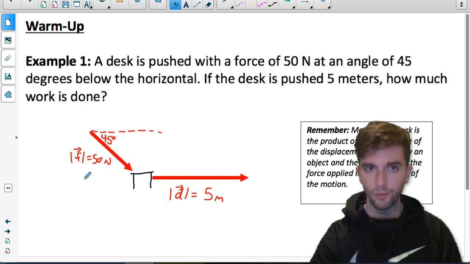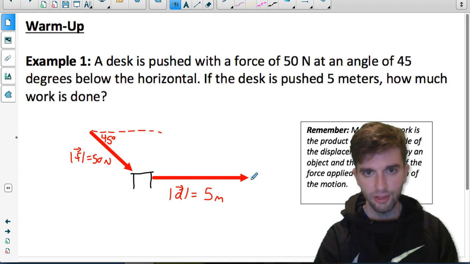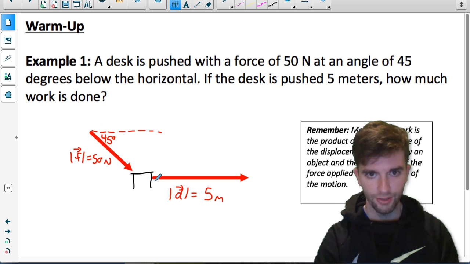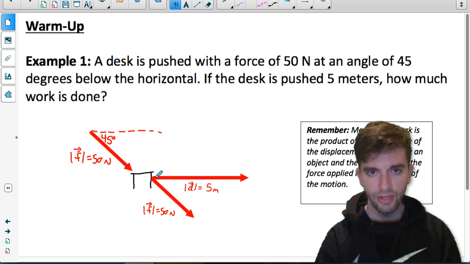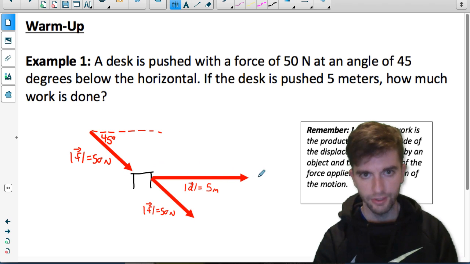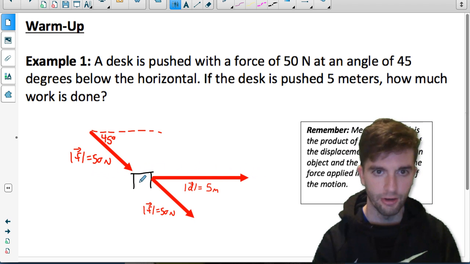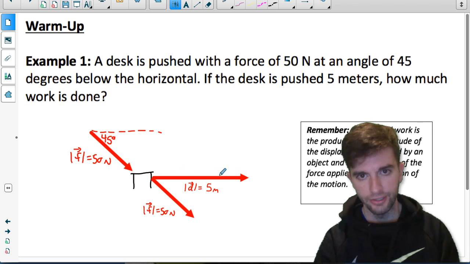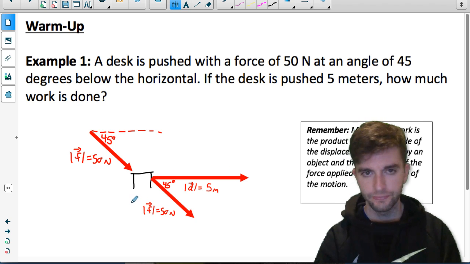Now when I'm calculating work, when I'm finding the product of the displacement with the magnitude of the force that is applied in the direction of the displacement, that's dot product, so I have to arrange them tail to tail. So let me start by redrawing this force vector so that it's tail to tail with the displacement vector. And I want you to also notice that the displacement is perfectly horizontal. We're assuming this desk is on a floor and it's being pushed along the floor. So the angle it makes with the displacement when they're tail to tail is also 45 degrees.